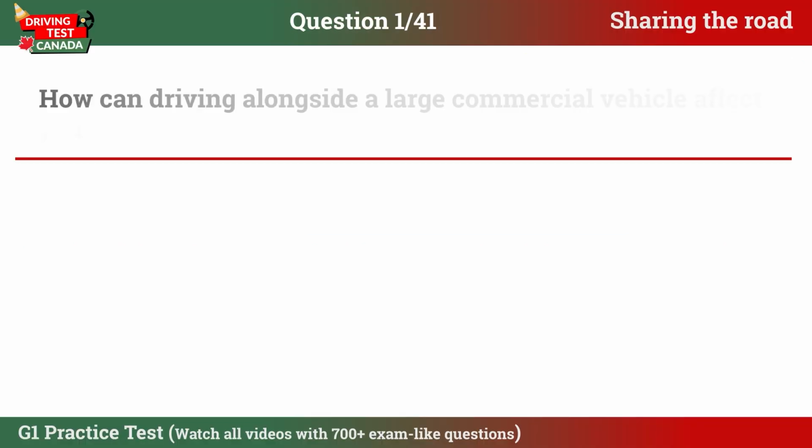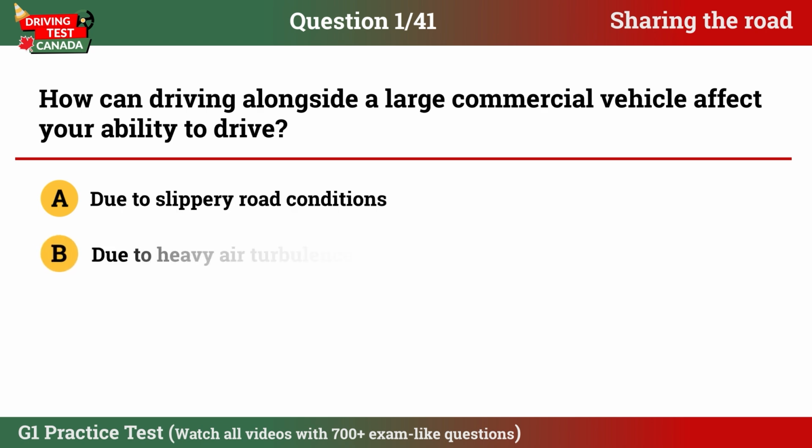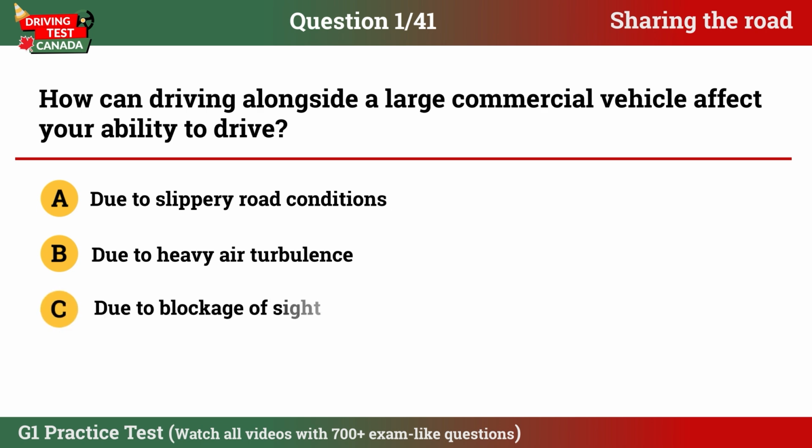Question 1. How can driving alongside a large commercial vehicle affect your ability to drive? A. Due to slippery road conditions. B. Due to heavy air turbulence. C. Due to blockage of sight. D. None of the above.